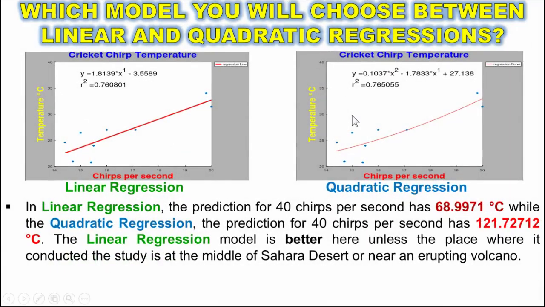For the linear regression, the prediction for 40 chirps per second is 68.9971 degrees Celsius, while for the quadratic regression, the prediction for 40 chirps per second is 121.72712 degrees Celsius. The linear regression model is better here, unless the place where the study was conducted is at the middle of the Sahara Desert or near an erupting volcano.